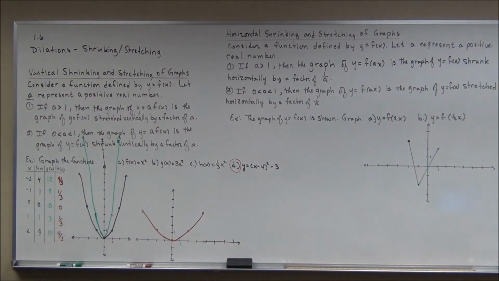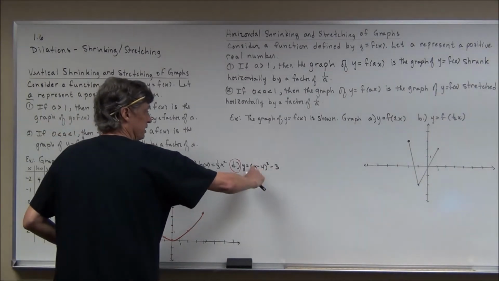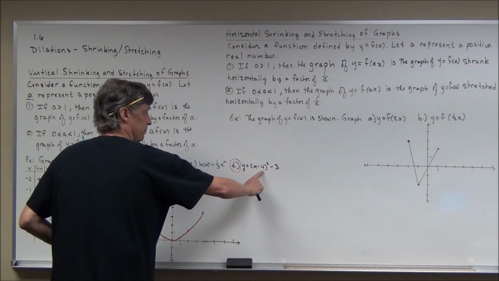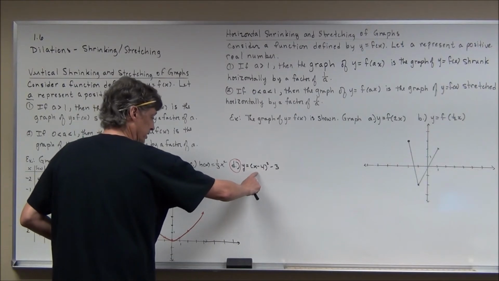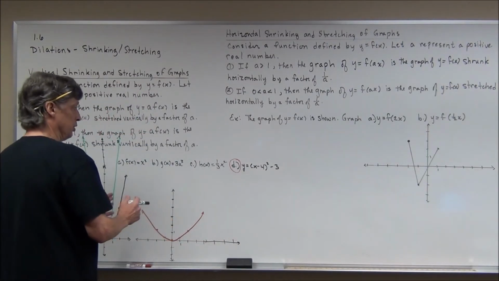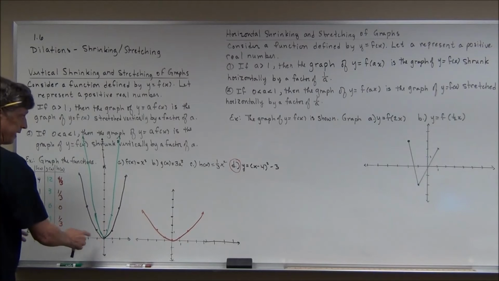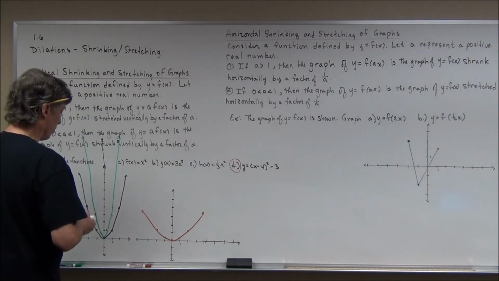So 4 to the right, 3 down. If I put these values in here, I'm going to get some wild values because it's been shifted. What I'm going to do instead is use the parent graph in black here, shifted 4 to the right and 3 down.